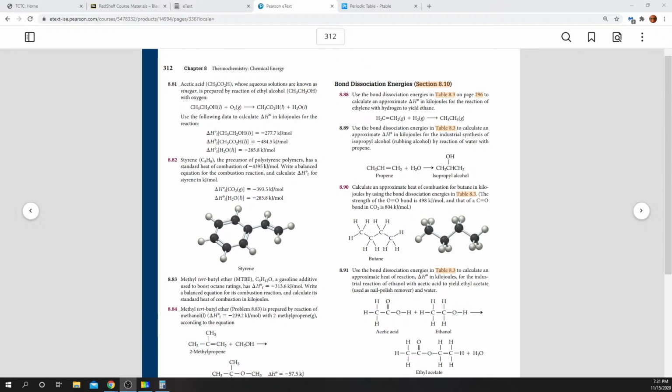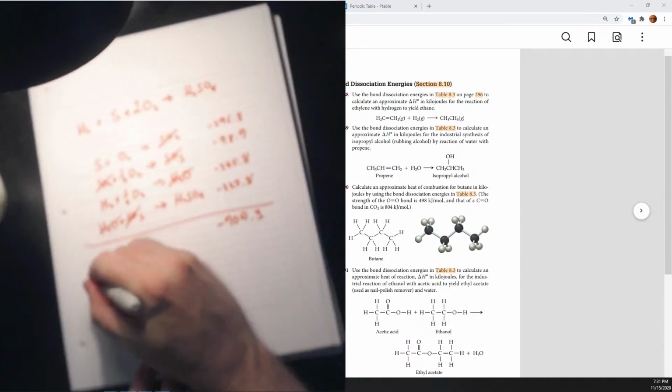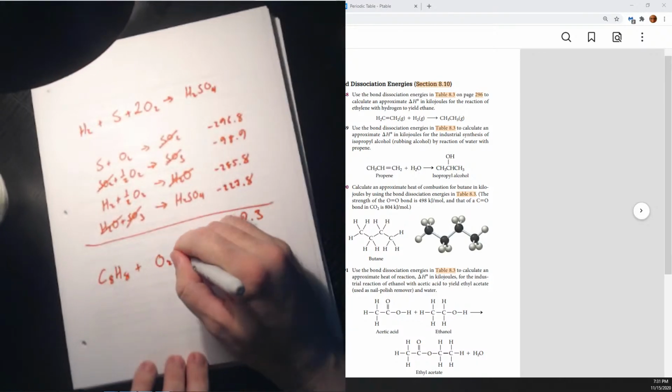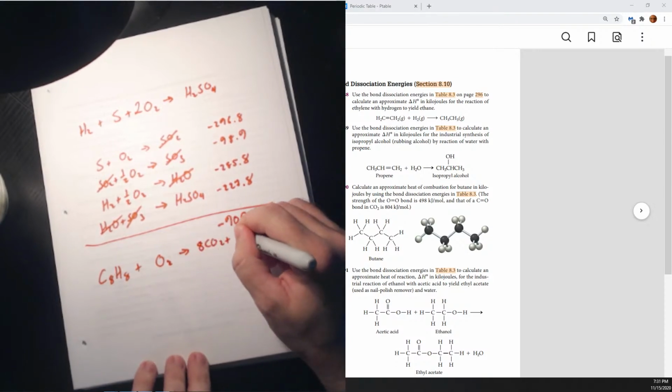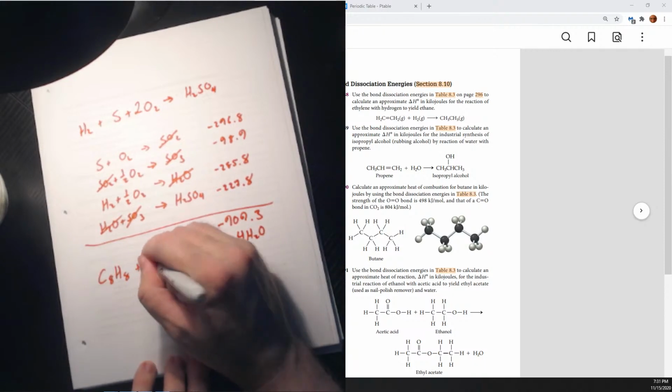Okay, so enthalpy of combustion just means you burn 1 mole of the thing. So C8H8 plus O2 yields 8 CO2 plus 4 H2O. 4 plus 16 is 20, so we need 10 oxygens.